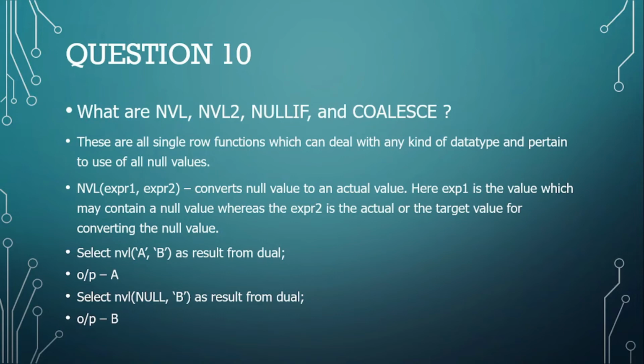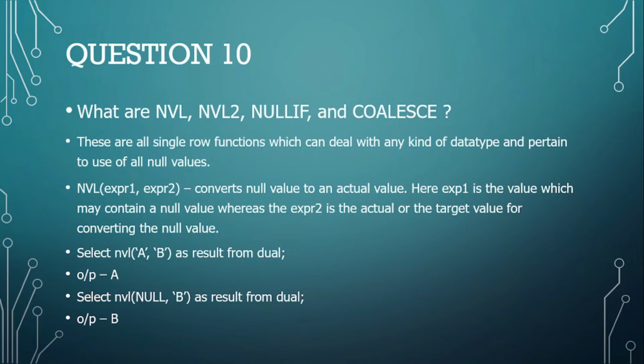So NVL accepts 2 expressions, expression 1 and expression 2, and converts the null value to an actual value. Here expression 1 is the value which may contain a null value, whereas expression 2 is the actual value of the target value for converting the null value. Let's see that with an example. Select NVL of A and B as some literals as result from dual. The output will obviously be A because the first expression itself is not null value.